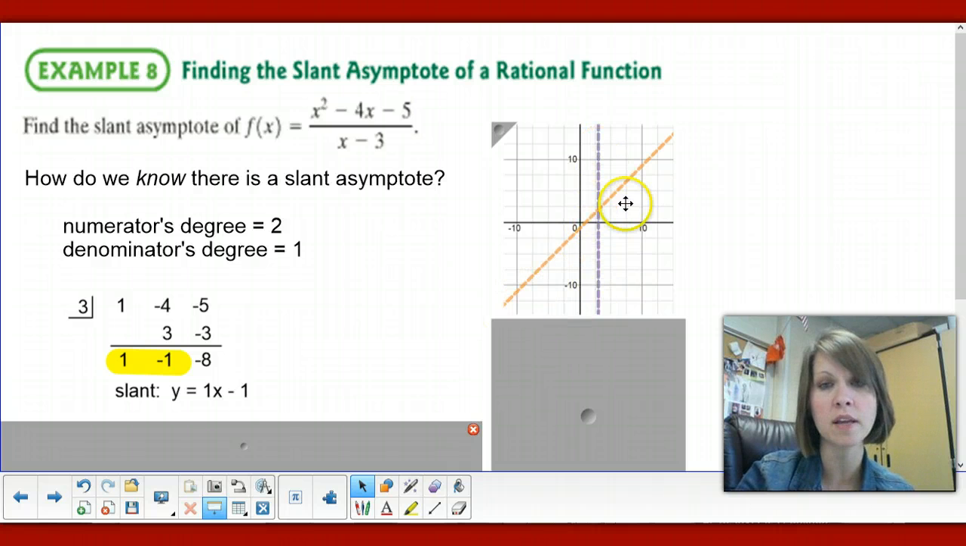So what I've graphed for you here is the vertical asymptote x equals 3 and the slant asymptote y equals 1x minus 1. It's always going to be a linear y equals mx plus b equation, and it always comes from the synthetic division.